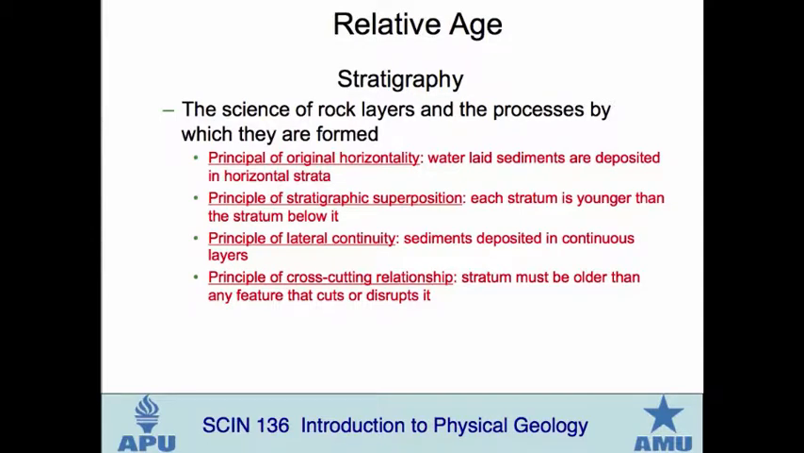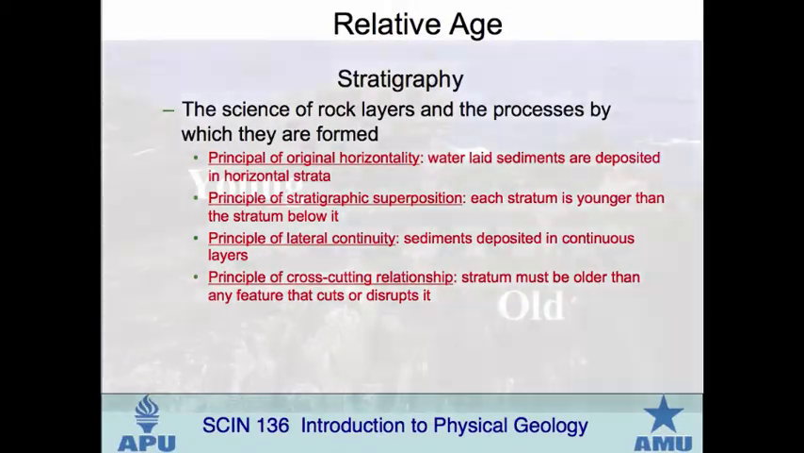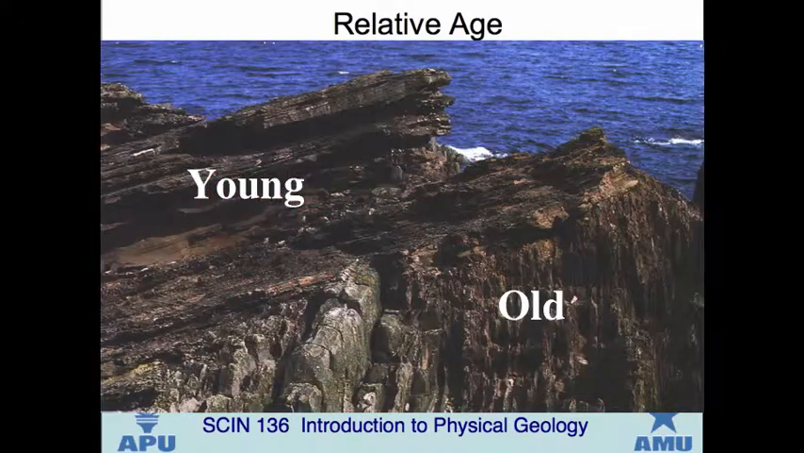The next one is the principle of stratigraphic superposition. This is a kind of a big word, but this basically says that the stuff on the top is younger than the stuff below it. So if you've got 3 layers, this goes back to our relative dating, the layer on the top is going to be younger than the layers beneath it. And that's because when material is deposited, it's always deposited from the top.